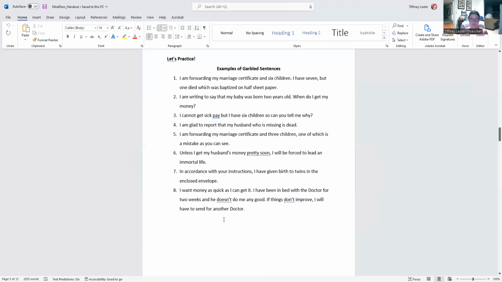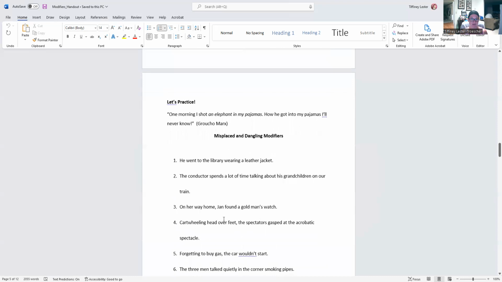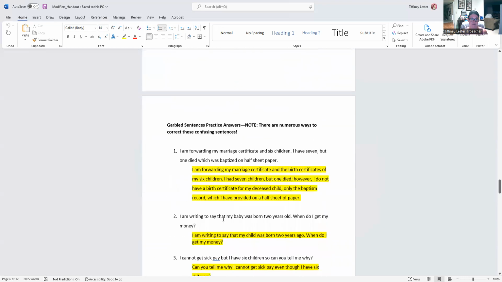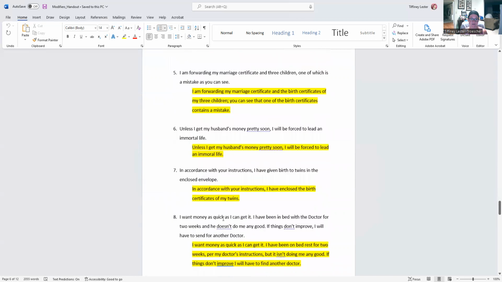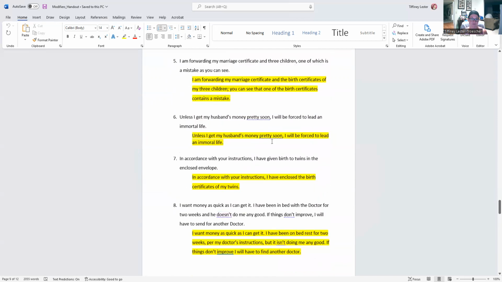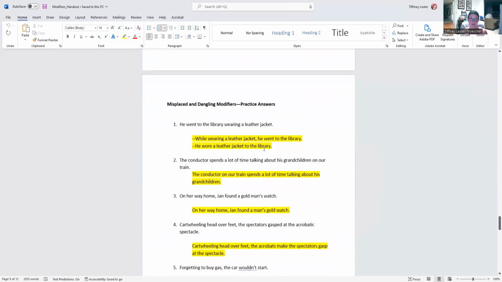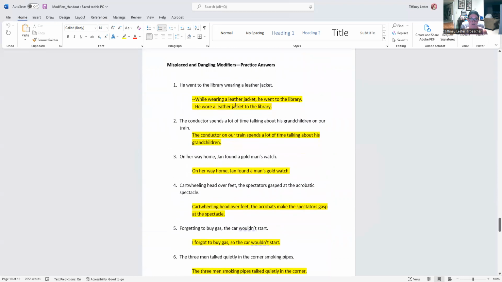Take a look at some examples of misplaced and dangling modifiers while we're here. I'm going to go down to the version that has the answers. I have revisions to the rest of the garbled sentences as well, if you want to look through them. Let's look here at our misplaced and dangling modifiers. All right, so how about this one?